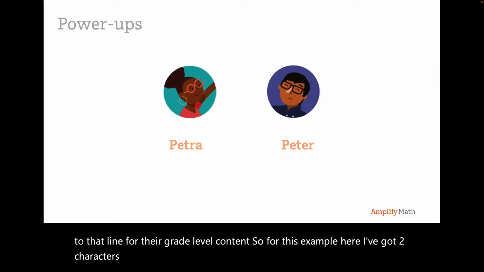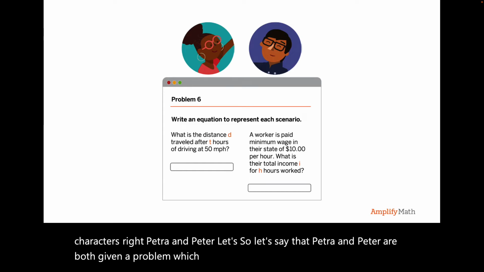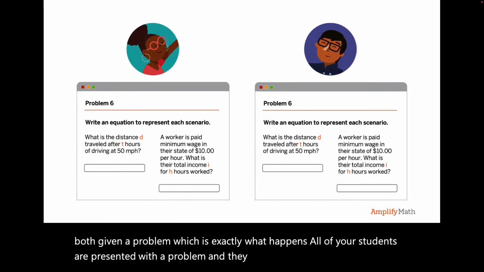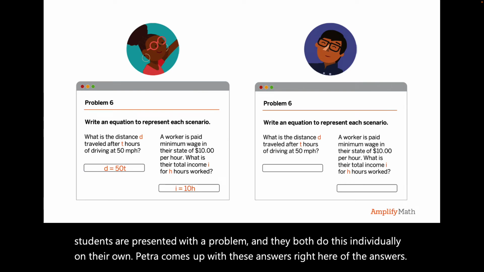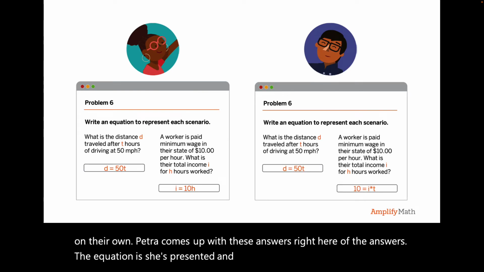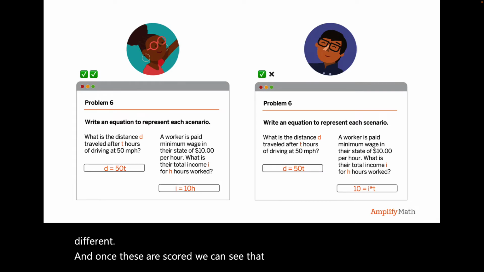Petra and Peter. Let's say that Petra and Peter are both given a problem, which is exactly what happens. All of your students are presented with a problem, and they both do this individually on their own. Petra comes up with these answers right here to the equation that she's presented, and Peter comes up with something different. And once these are scored, we can see that Petra got both right, Peter missed one.